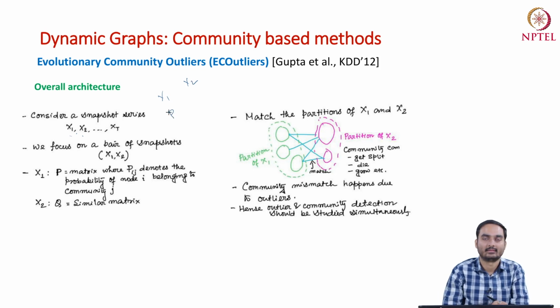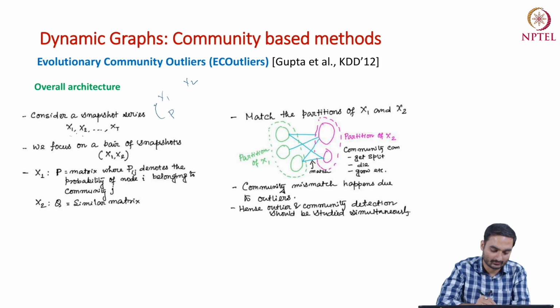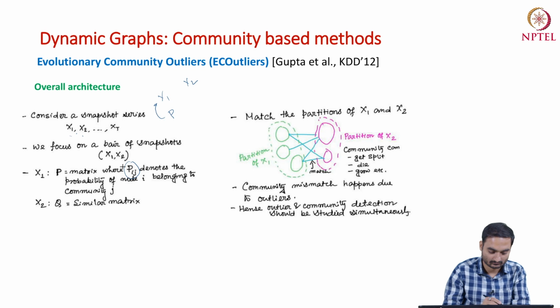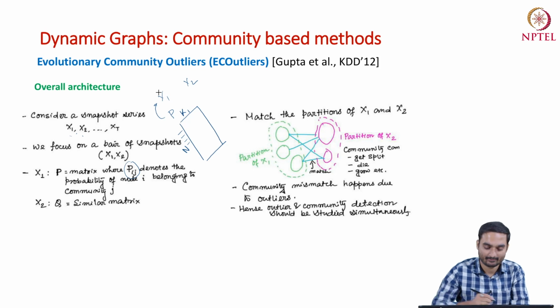P is a matrix corresponding to the X1 snapshot, where each entry Pij indicates the probability of node i belonging to community j. So, this is an n cross K1 matrix. n is the number of nodes, K1 is the number of communities in X1.